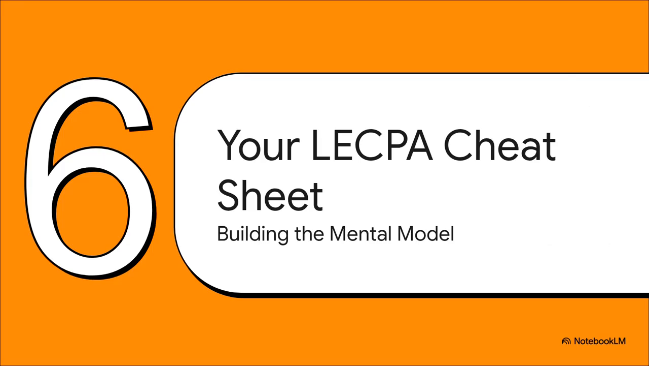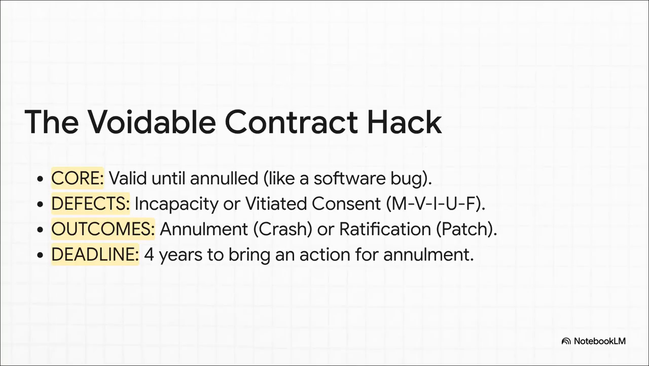Okay, let's bring it all home. We've laid out all the pieces, and now we're going to put them together into one final, easy-to-use mental model. This is the cheat sheet you'll take with you. And there it is, your complete brain hack for voidable contracts. Seriously, grab your phone and screenshot this right now.